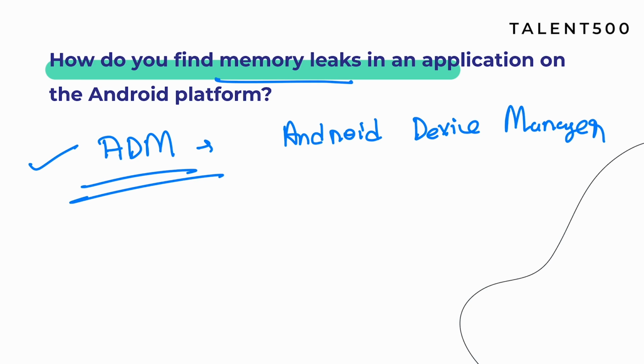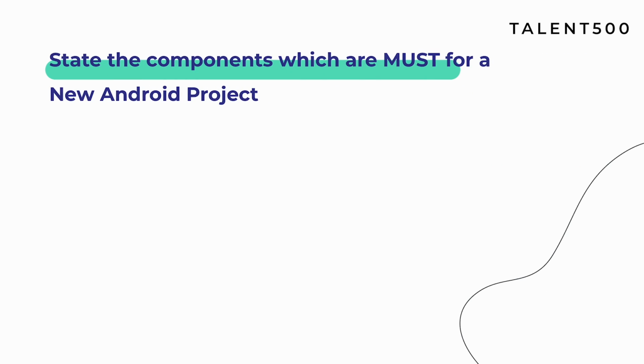So when you open ADM in Android Studio, you can see various parameters as well, like heap size, memory analysis, along with many other factors when you run any application. Awesome. Moving ahead, let's talk about the third question, that is, state the components which are must for a new Android project. So I will explain you by opening up the studio as well. But if you are a good Android app developer, obviously these things should be on your tips, right?